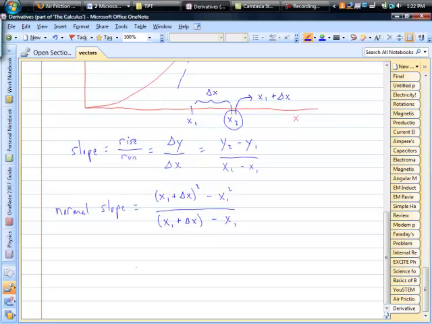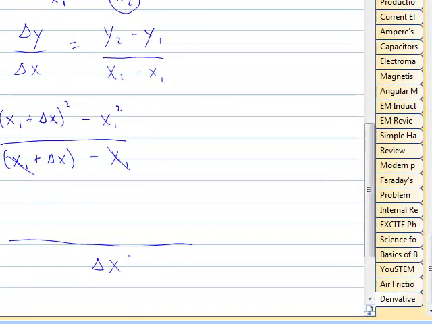We can simplify this a little bit. Now our denominator is the easiest one. The x1's cancel out, so in our denominator we just have delta x left over. Now on top we've got this quantity squared: x1 squared plus 2x1 delta x plus delta x squared, and then minus x1 squared. The x1 squareds go away.